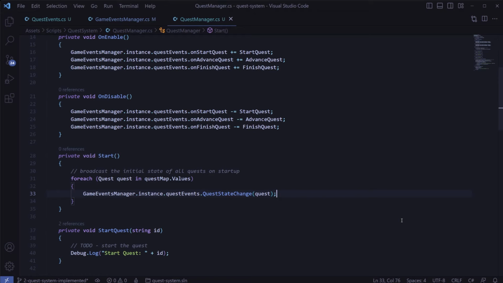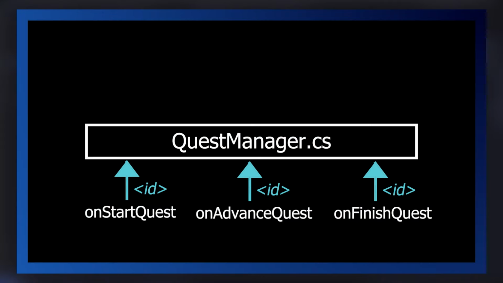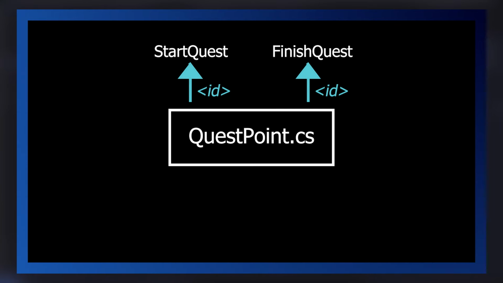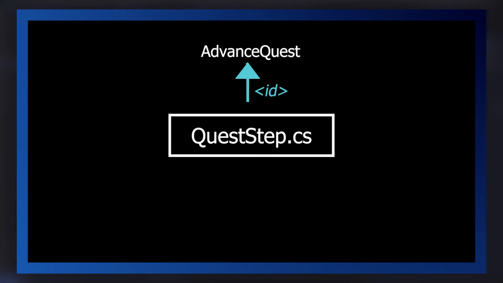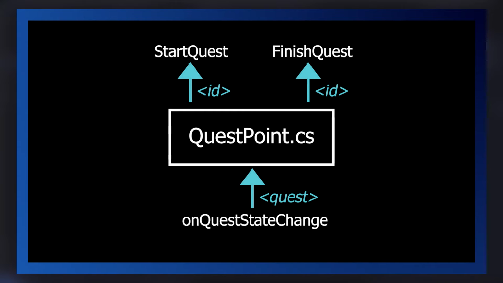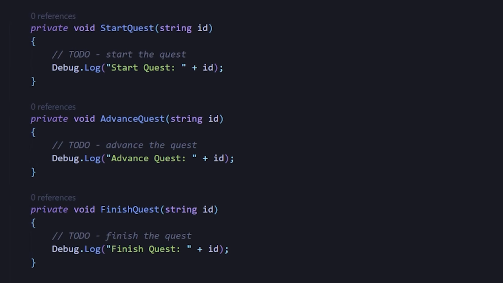So next, we'll need a way to actually trigger these events from the game. With how this quest system is designed, we can trigger these start, advance, or finish events from anywhere, but like I mentioned in the system design portion of the video, we're going to trigger the start and finish events from a quest point that'll exist in our game, and the advance event from the quest step itself. So let's create the quest point next, so that way we have the ability to start and finish a quest, and then we'll come back to actually fill these methods in with some logic.